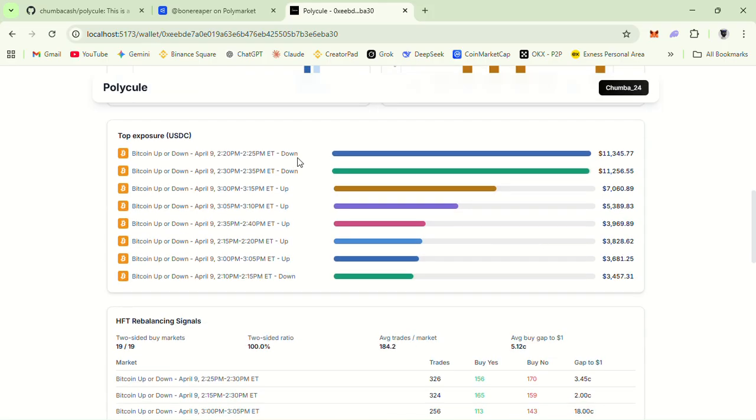Then this tower, where he made a lot of exposure and used a lot of money on this market, is averaging around that. Most of the markets he is spending less than this, so you can just have an average.